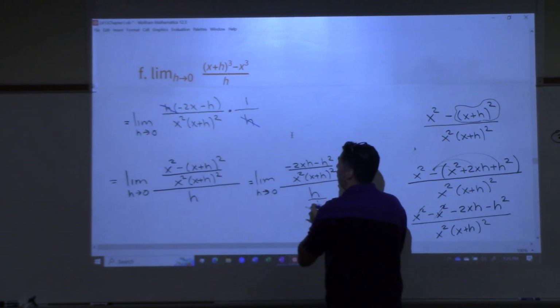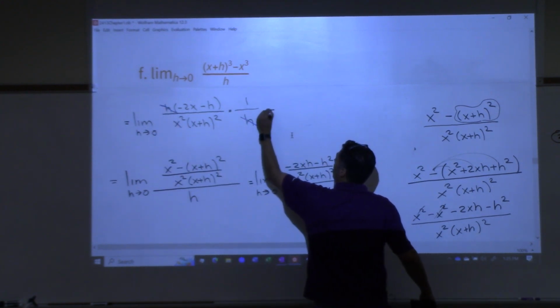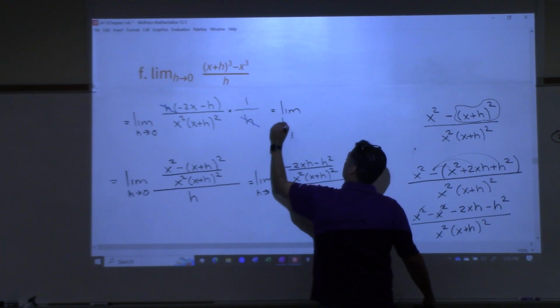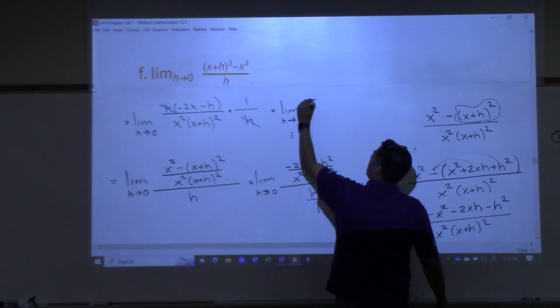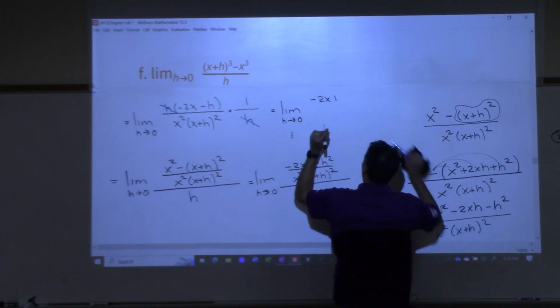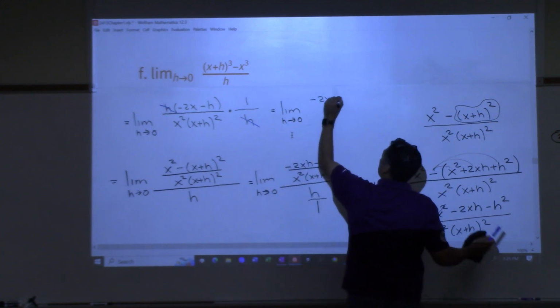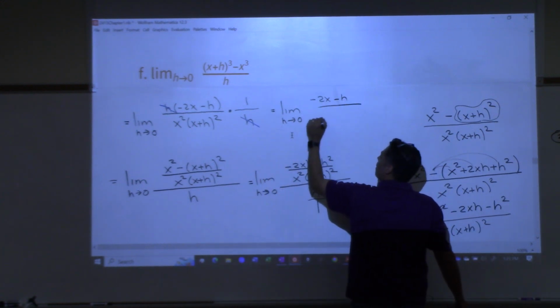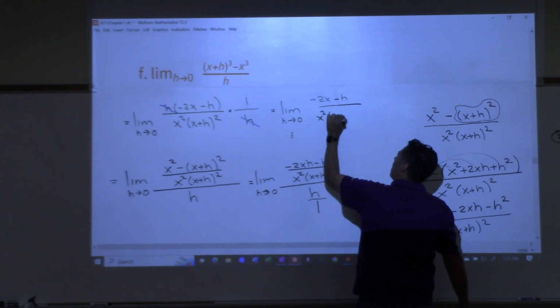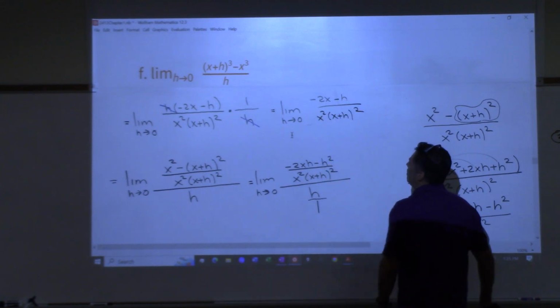And so I'm almost done. Equals limit h goes to 0. Negative 2x plus, no, minus h over x squared times x plus h, that quantity squared. Everything else went away.